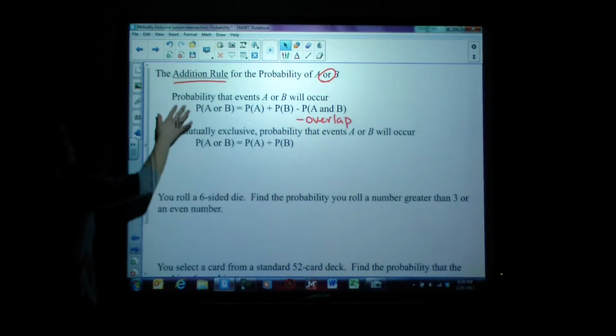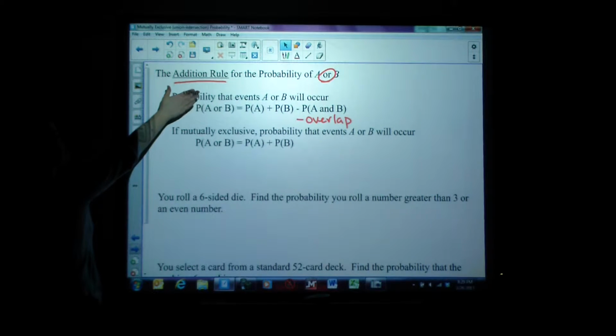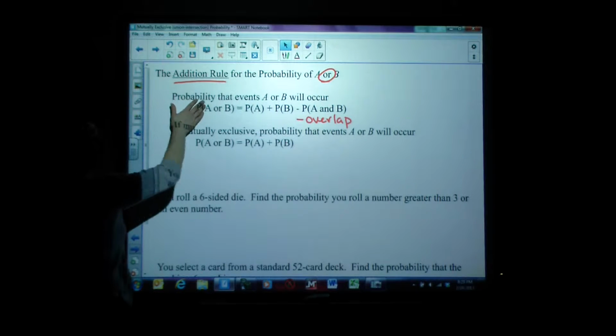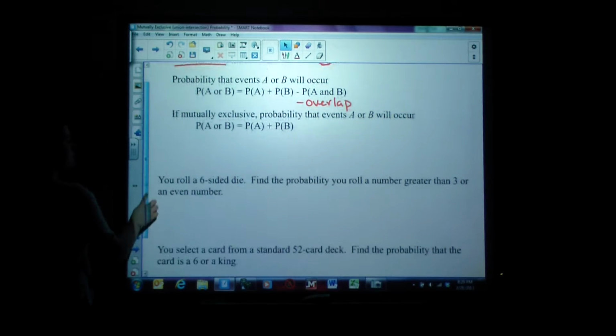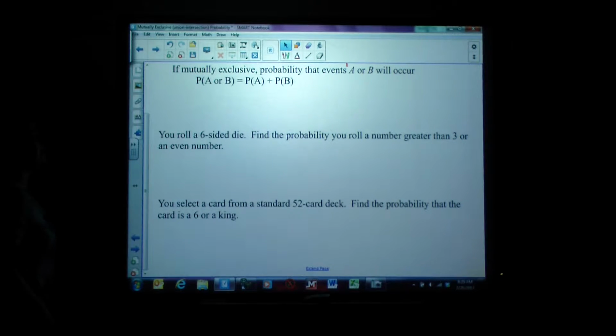So the difference between finding these probabilities is when they are not mutually exclusive, when there is an intersection or some kind of overlap, we have to make sure we subtract that off. Okay, let's go ahead and give it a try.